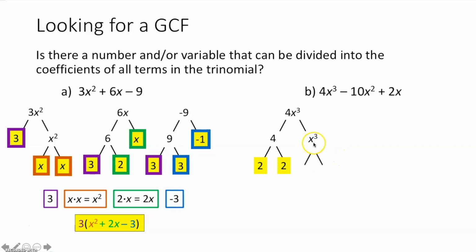Or you can break it into x squared times x to the first, because if you multiply like bases, you add the exponents. So that would give you x to the third. And then x squared you can break down further into x times x. Cool. We've broken that all the way down into its factors.